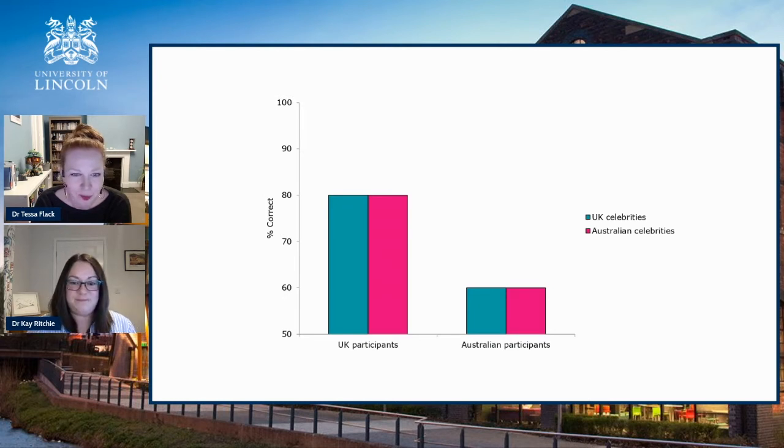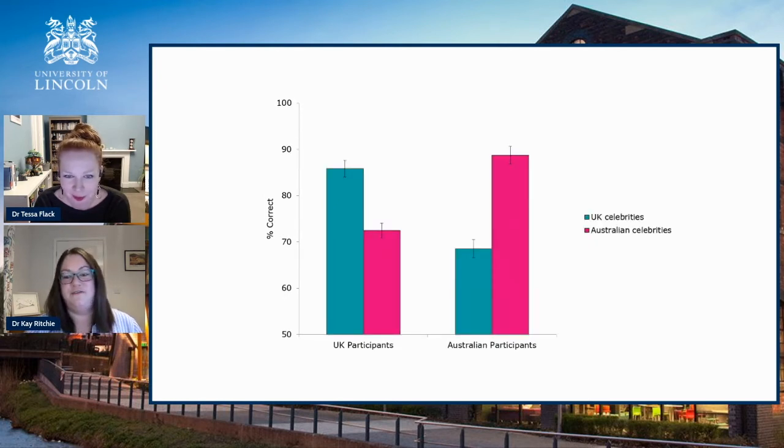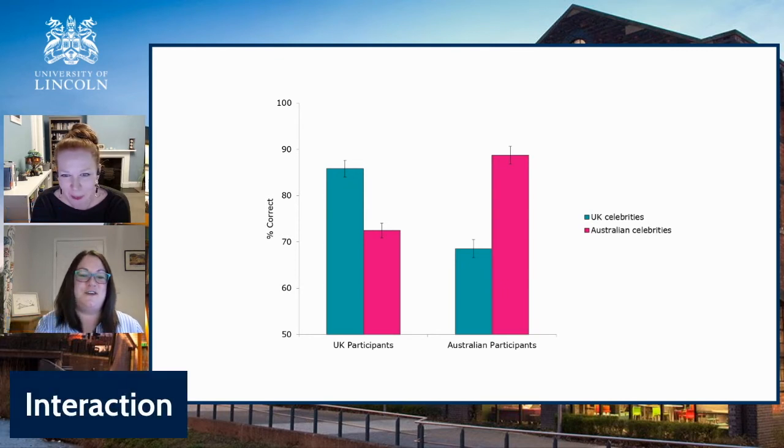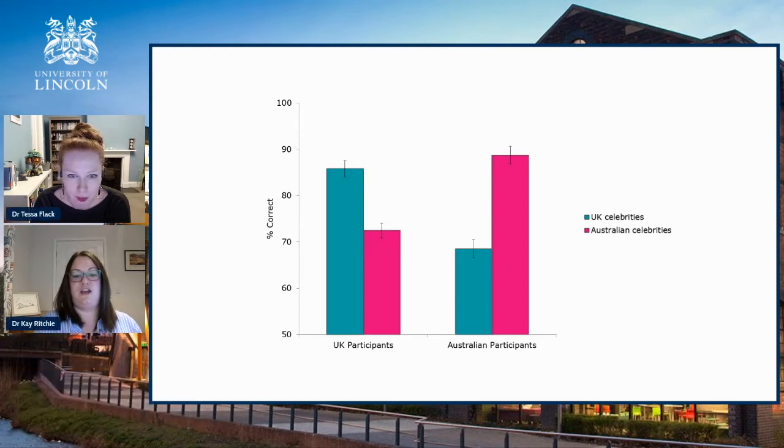But actually, what we did find was this lovely pattern of results, which in the context of ANOVA is called an interaction. That means we're seeing different performance by the UK and Australian participants when they're seeing the different UK or Australian celebrities. So on the left, the UK participants are doing better with the UK celebrities. And on the right, the Australian participants are doing better with the Australian celebrities. That's exactly what we would expect. People are better at this face matching test with the people who are familiar to them compared to the people who are unfamiliar to them.